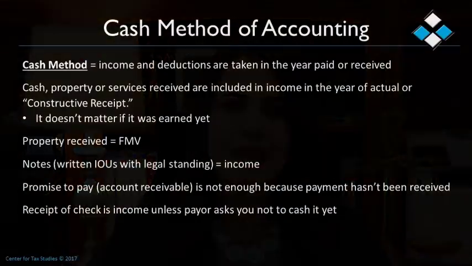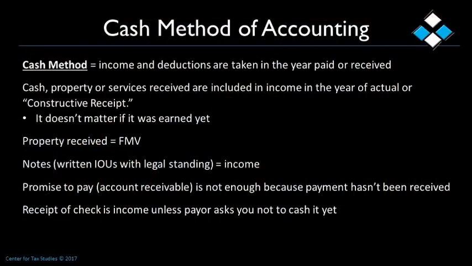The first is the cash method. This is where income and deductions are taken in the year you received your income or you paid your expenses. Cash, property, or services received are included in income in the year of actual or constructive receipt. It doesn't matter whether or not it's earned yet, but whether or not you were paid. So for example, an attorney who receives funds for services that they are going to perform would have to pay tax on the funds that they received, even if they haven't yet completed the task.